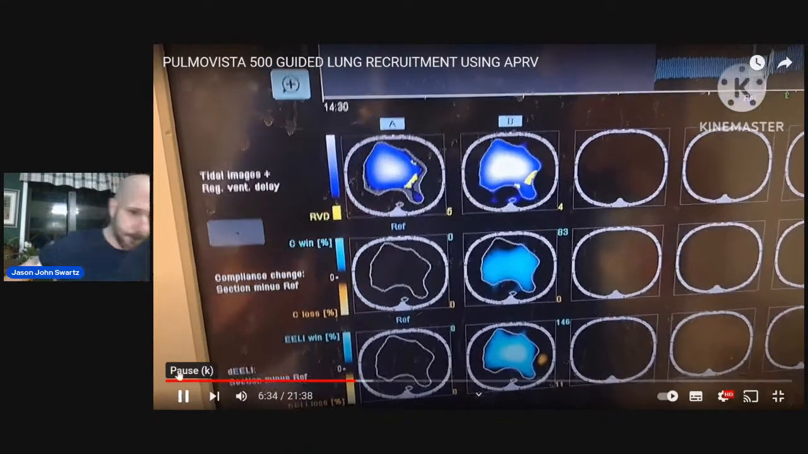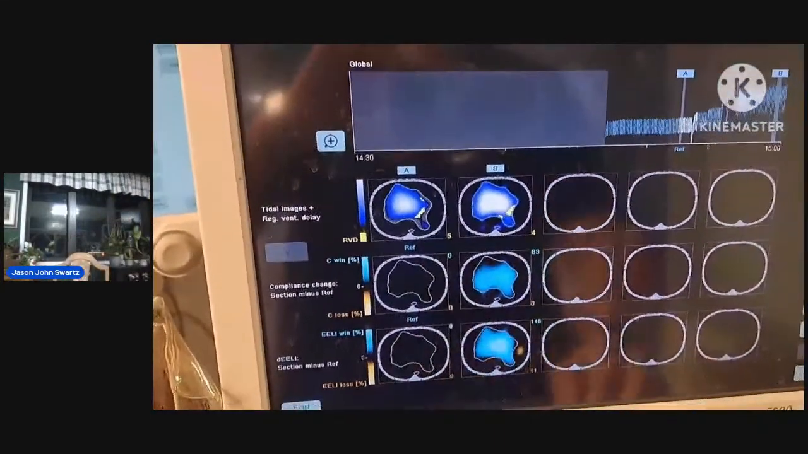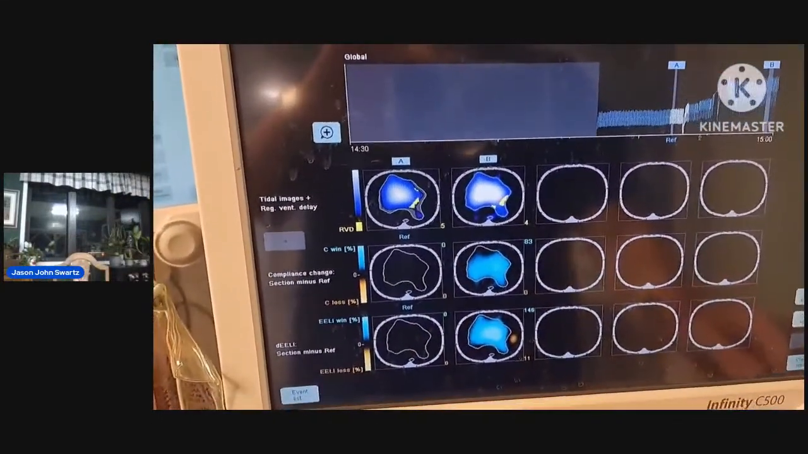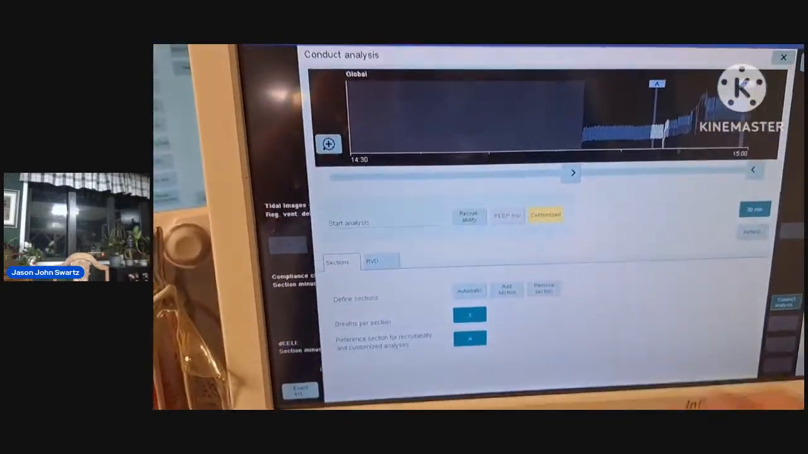Functional residual capacity, which is good. There's no losses really anywhere. So I'm going to create a report here. And then you can also just customize.